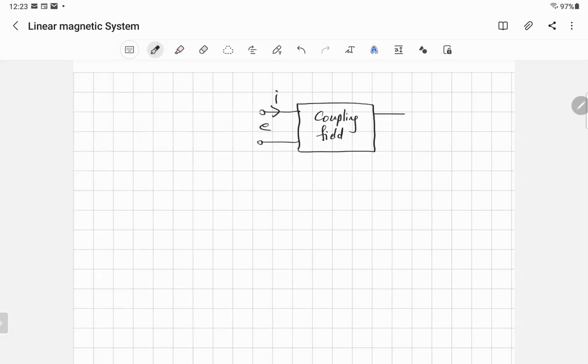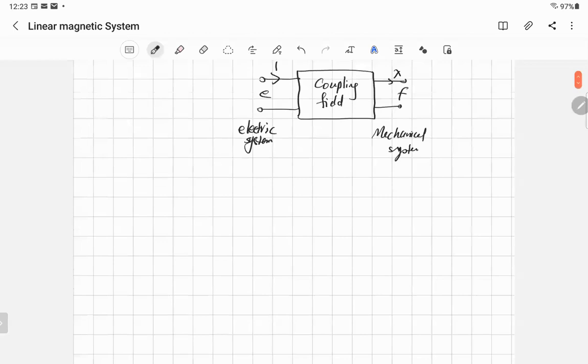And what you get from the other side, so you can say that this terminal is the electric side, coming from the electric system. And here you go to the mechanical system. So what do you get? You get force, all right, and displacement. So that's what you get. How do you calculate that? It's related to the field. It's related to the energy stored in the coupling field.